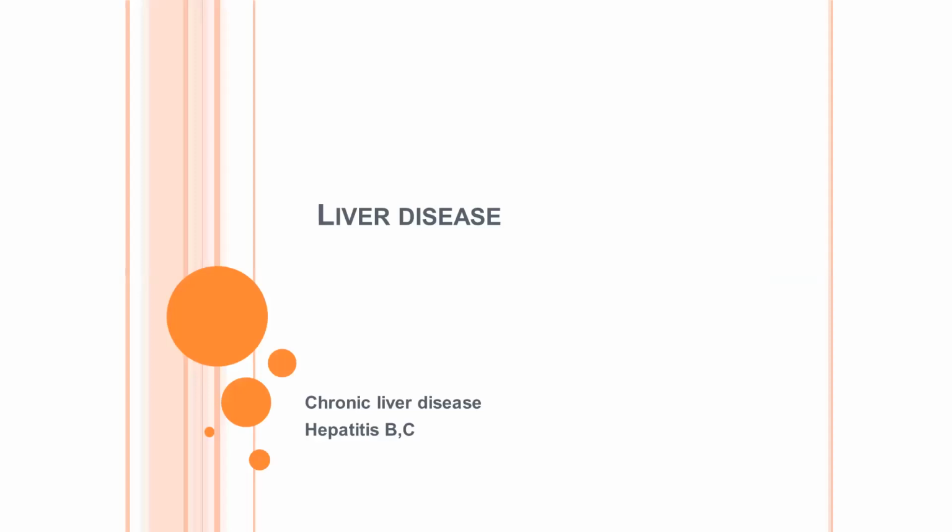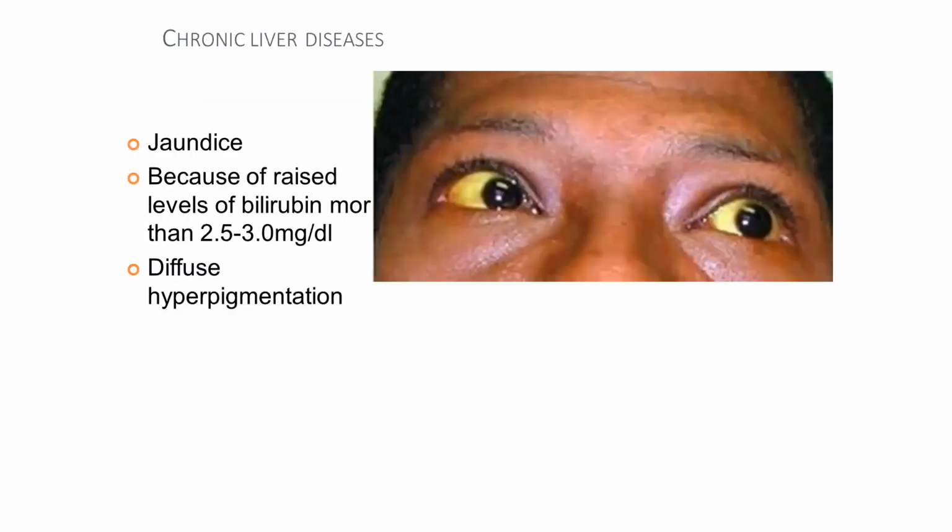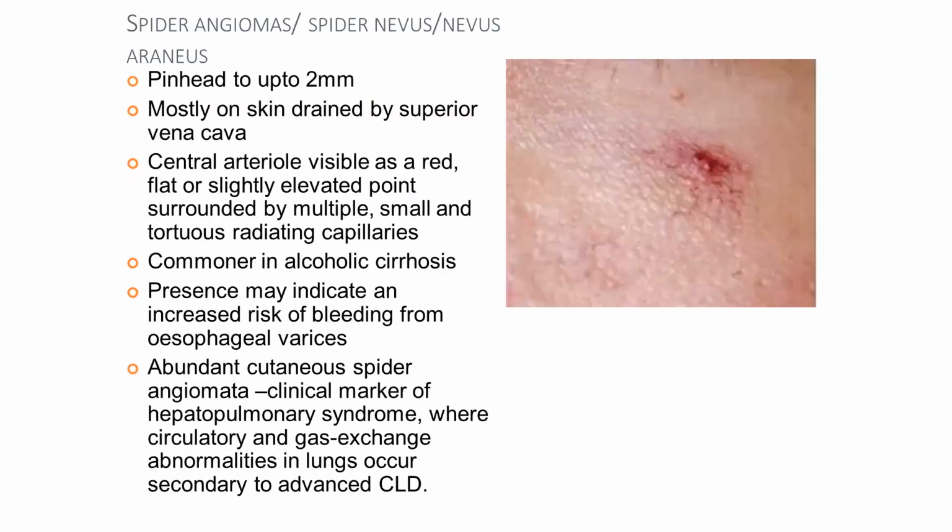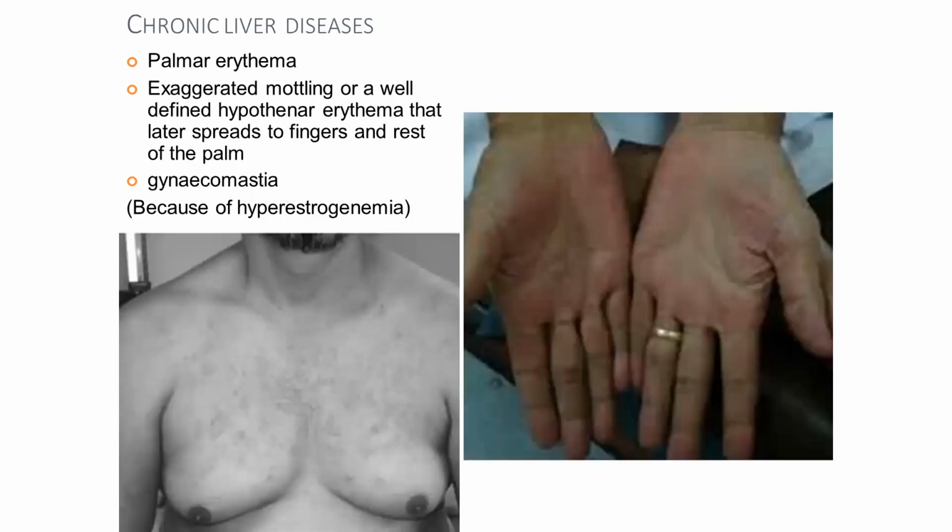Then liver disease: chronic liver disease and hepatitis B and C. In chronic liver disease, the most common finding is jaundice because of the raised level of bilirubin, and diffuse hyperpigmentation. Spider angioma, spider nevi, nevus araneus: pinpoint to up to 2 millimeters, mostly on the skin drained by the superior vena cava, a small arteriole with elevated tortuous radiating capillaries. Presence may indicate an increased risk of bleeding from esophageal varices, and abundant cutaneous spider angiomas may be present, showing signs of advanced chronic liver disease.